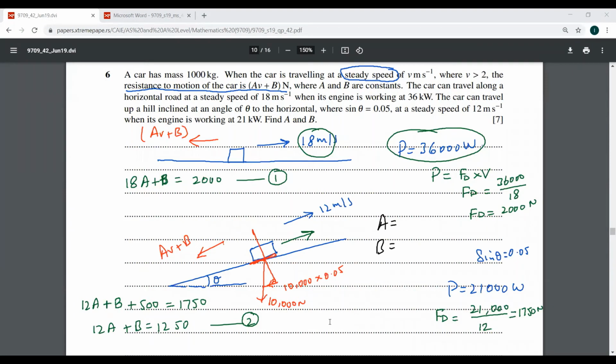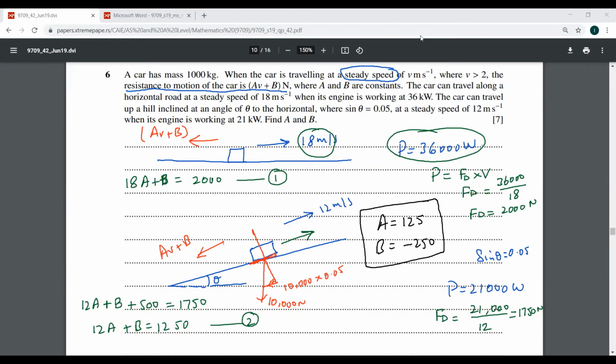A, just a minute, let me write it down. A is 125 and B is... So when you solve these two very easy equations simultaneously, you get these two values, the required values of A and B. Okay, time to move to the next question.